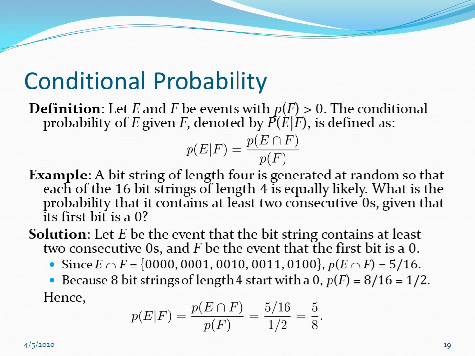The probability of E given F, again, is the probability of obtaining a bit string that has two consecutive zeros given the condition that the bit string starts with 0. This is the probability of the intersection, which we calculated to be 5 divided by 16, divided by the probability of the condition, which is 1/2. That's equal to 5/8.